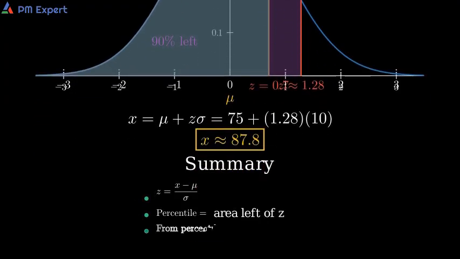Quick summary. Z-score equals x minus mu over sigma. Percentile equals the area to the left under the standard normal curve. To go back, find z from the percentile, then compute x equals mu plus z times sigma.